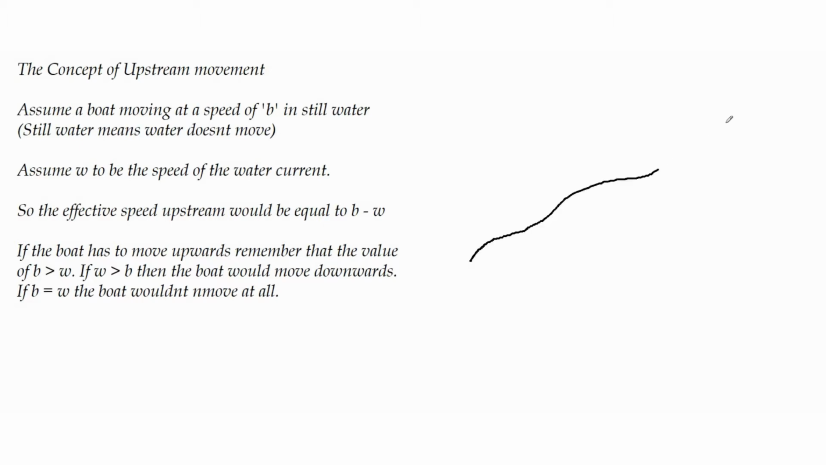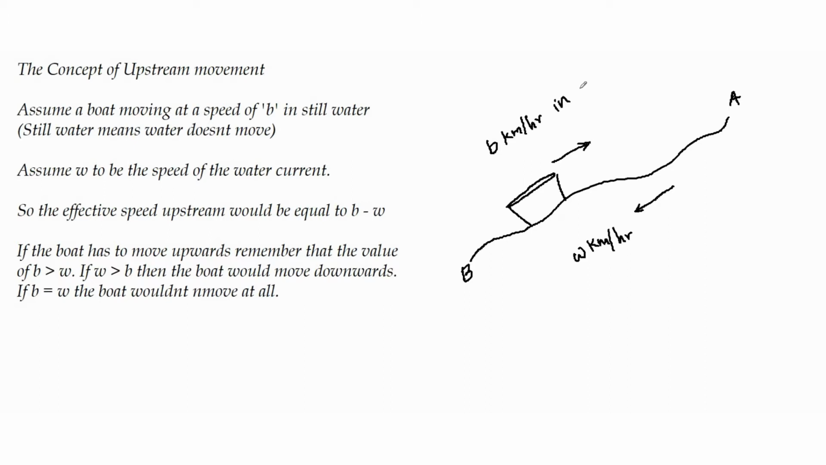Let's assume that there is a river which flows from point A to point B, okay, and point A is much higher as compared to point B. And let's assume that the speed of the water current is W kilometers per hour. Okay. Now in this stream, there is a boat which is trying to go up the stream, which means its motion is in the opposite direction as compared to the motion of water. Now let's assume that the speed of the boat is B kilometers per hour.